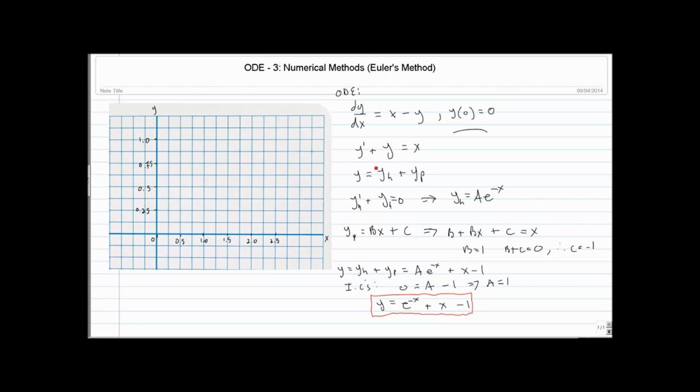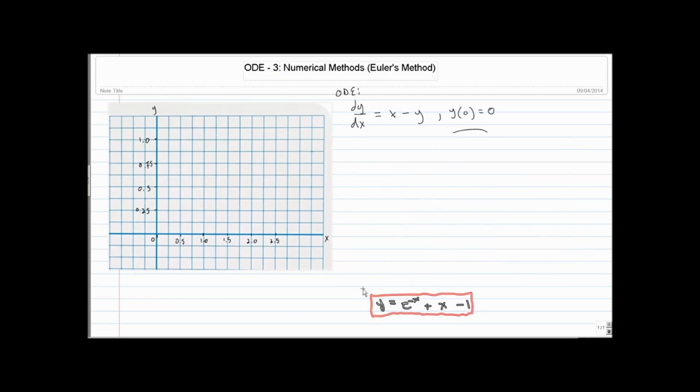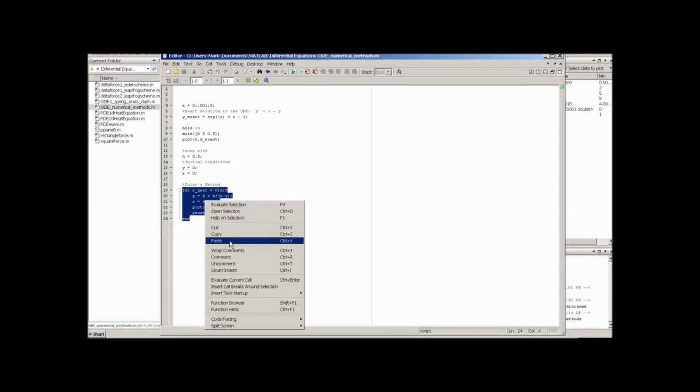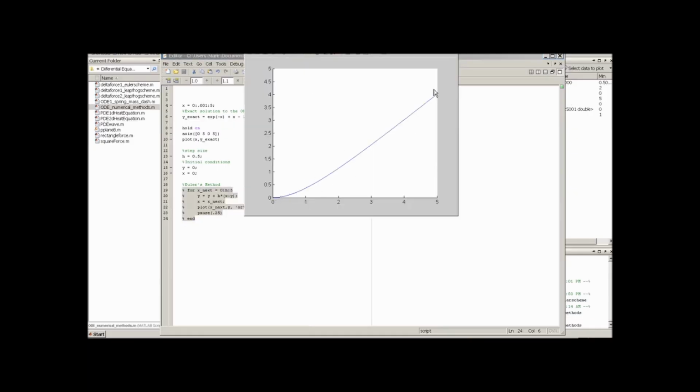Okay, so let me just erase all this stuff here, because this video isn't to show how to solve a simple ODE like this. I just wanted to show you the exact solution, and then we're going to estimate it using Euler's method. So let me just erase. Okay, so we can see the exact solution. I'm going to open up MATLAB right quick, and I'm going to plot that solution. Okay, so here's that solution.